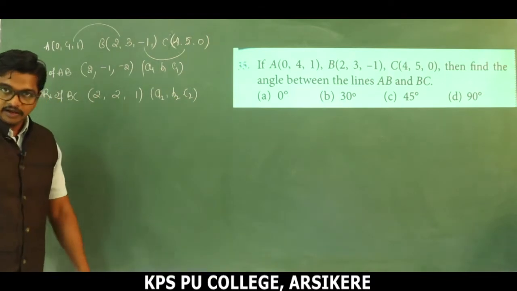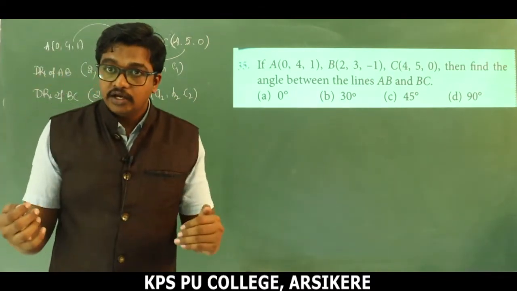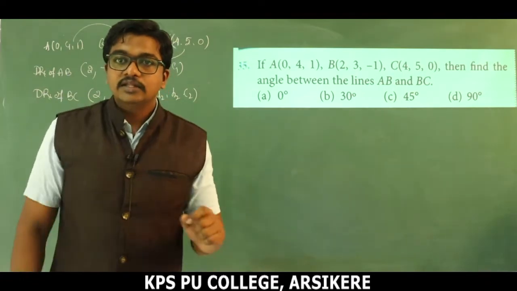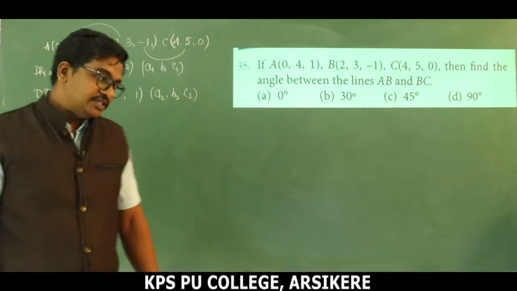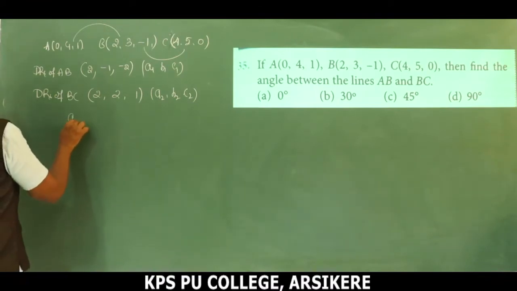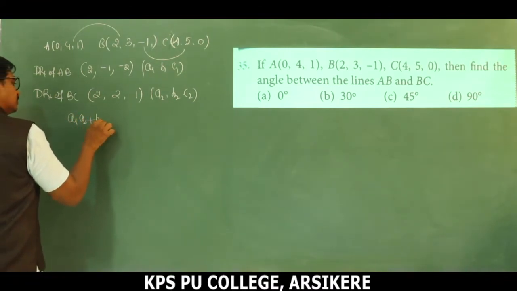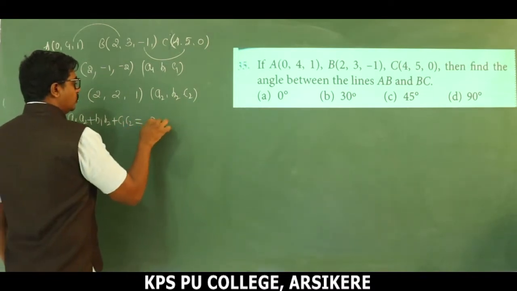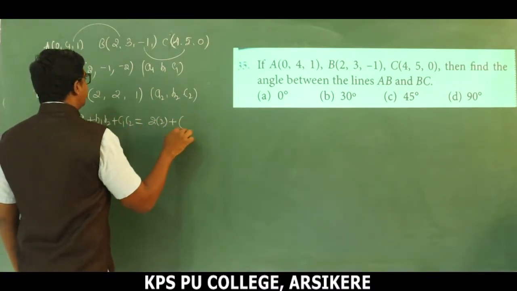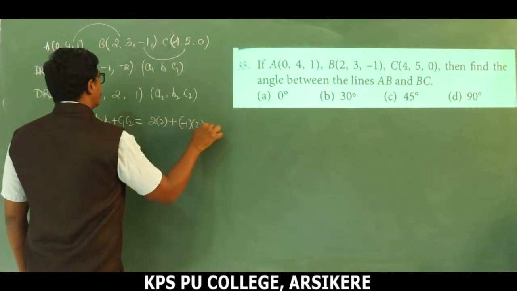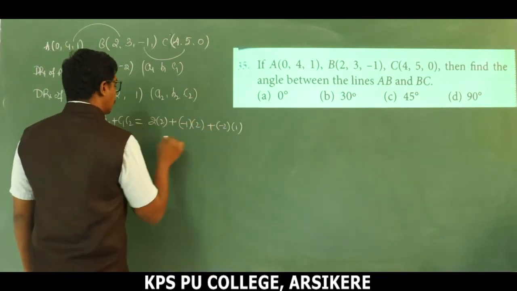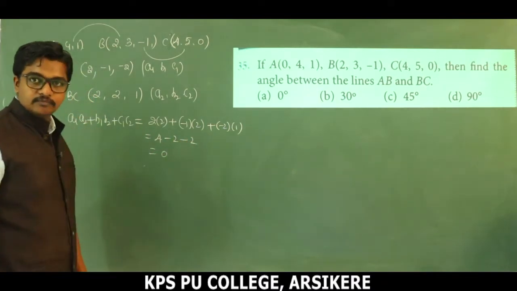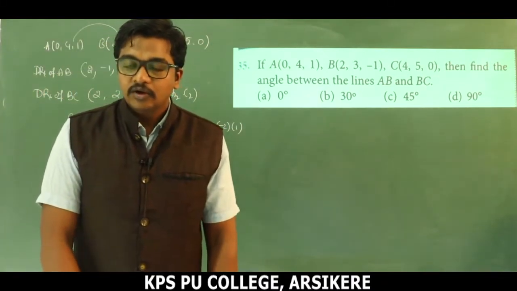Before going to find the angle, first we have to find A1 A2 plus B1 B2 plus C1 C2. If that product is equal to 0, then the lines are perpendicular to each other. So that is 2 into 2 plus minus 1 into 2 plus minus 2 into 1. 2 twos are 4, this will be minus 2, minus 2, we get 0. So what do we conclude here?